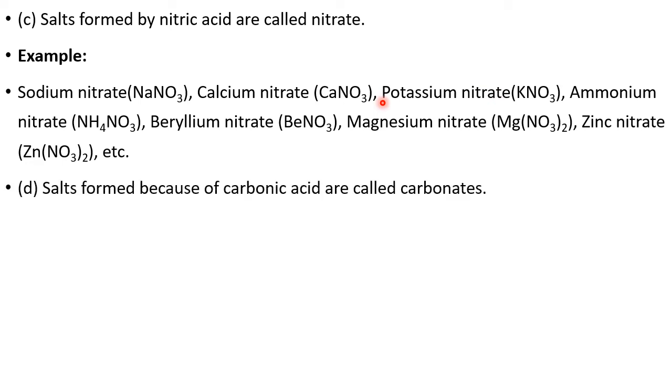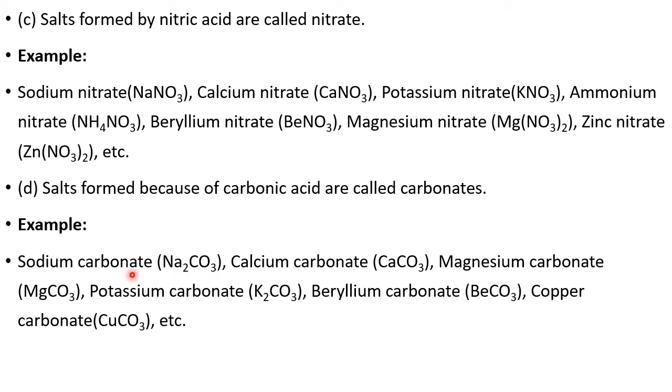In the same way, now I am changing the acid. In place of nitric acid, we are taking carbonic acid. What is carbonic acid? H2CO3. What is the anion part of carbonic acid? It is CO3 2 minus, and what are they called? Carbonates. So by using carbonic acid with different bases, we get salts. They are known as carbonates. Example: sodium carbonate, calcium carbonate, magnesium carbonate, potassium carbonate, beryllium carbonate, copper carbonate, and so on. So carbonic acid with a variety of bases.